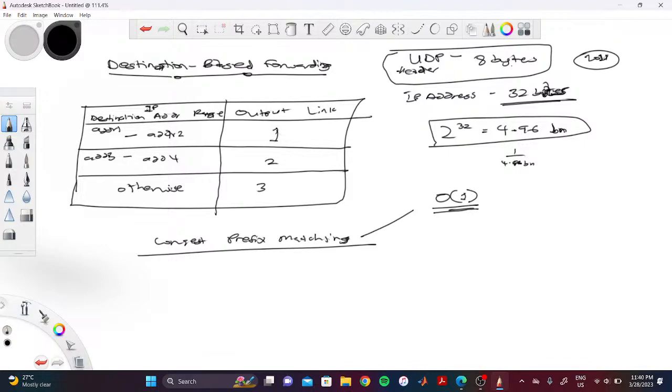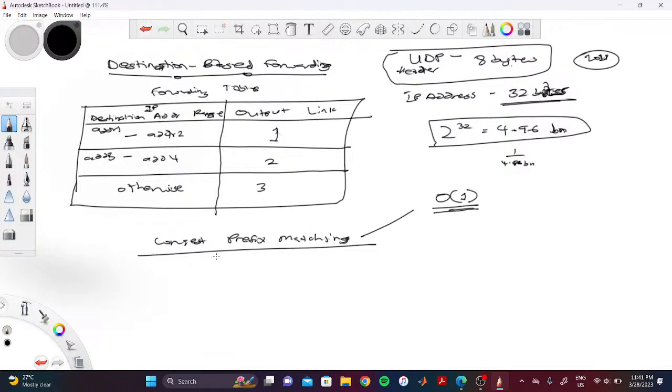The longest prefix matching, no matter how long your address is or how large your forwarding table is, and this is a forwarding table, by the way, it will always take one cycle. You see, there's beauty in that. You understand? There's beauty in that.